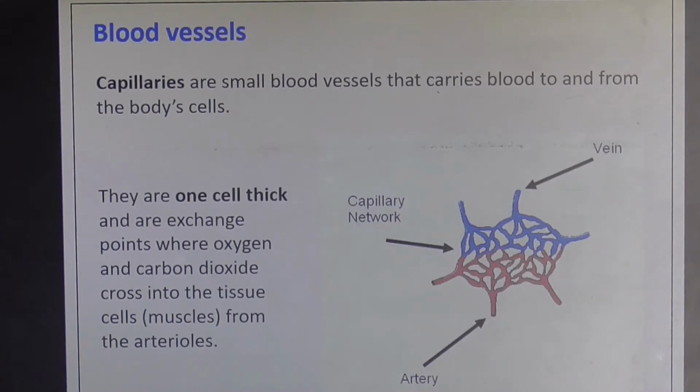They're only 1 cell thick. There's loads and loads of them. They surround the alveoli, which are in your lungs. So around the outside of the alveoli, you've got all these capillaries, loads and loads of capillaries, a huge surface area, which means you've got lots of opportunity for the oxygen and carbon dioxide to be exchanged.